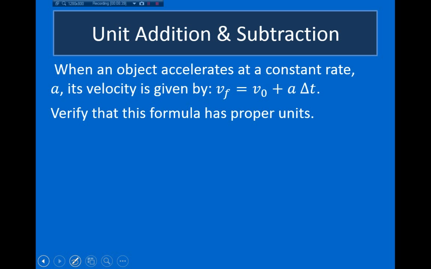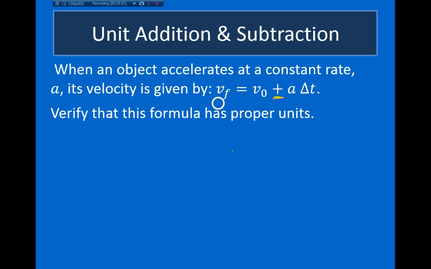So this example says, when an object accelerates at a constant rate a, its velocity is given by this formula. And we're just asked to verify that this is going to have the right units. So notice in this example we have an addition sign. So this means the units of a times delta t have to have units of velocity, and that the v0 over here also has to have units of velocity.